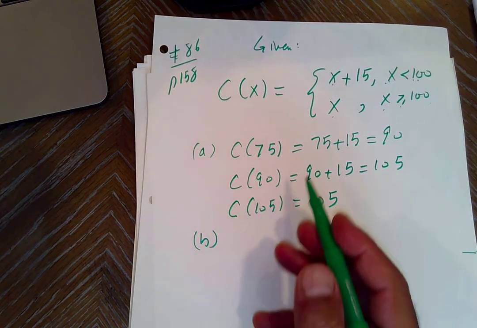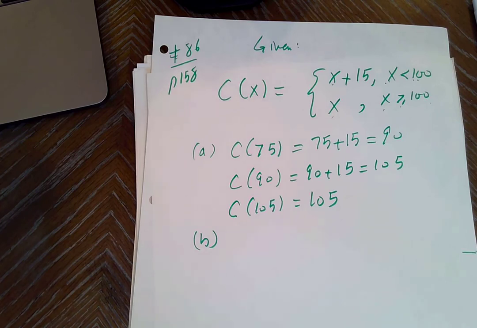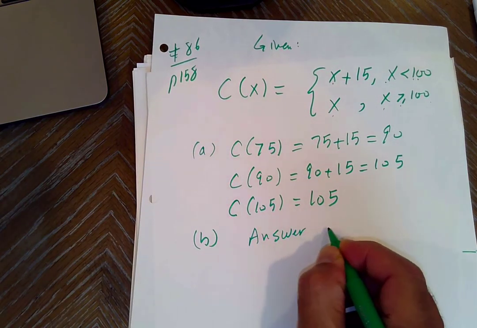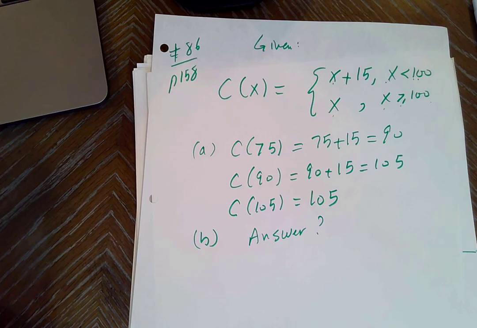What do your answers in part A represent? So if you look at 86, what do your answers in part A represent? You remember, this is C of x, the cost, the total price of the book. So I want you to answer that, okay? It's an easy answer. And that's it.